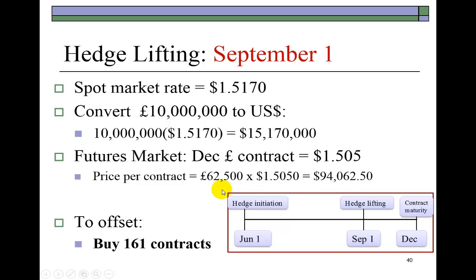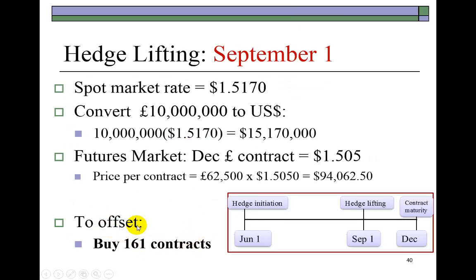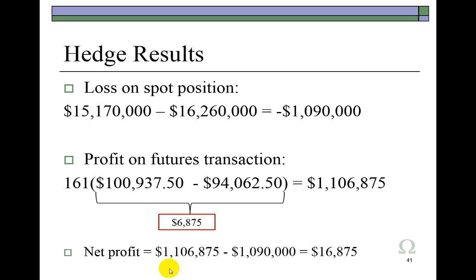So now what you do in the futures market, check this out, is to reverse your position. At the outset, let me go back here, to hedge, you sold 161 contracts. So now to reverse your position, called offset, you're going to buy 161 contracts. So you do the opposite so as to get yourself out of the market. By doing the opposite of what you did at the outset, it kicks you out of the futures market. So this is the situation at the end of all of this.